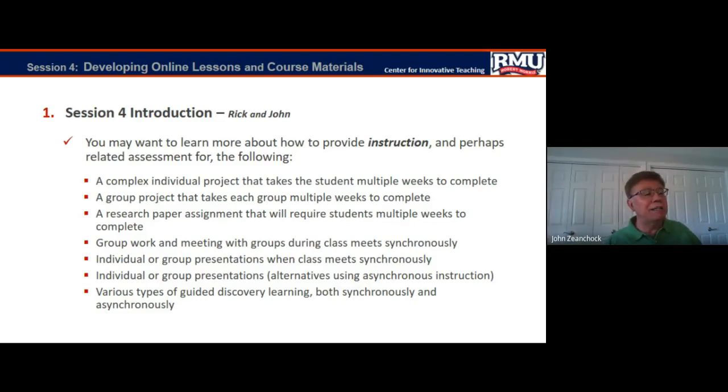Various types of guided discovery learning, where if you were in class face-to-face, you would be actively engaging students, walking around, helping them, and so on. How can you replicate that in a totally online asynchronous environment or in a synchronous environment? So that would be a whole other thing we could delve into for an hour and a half or more.